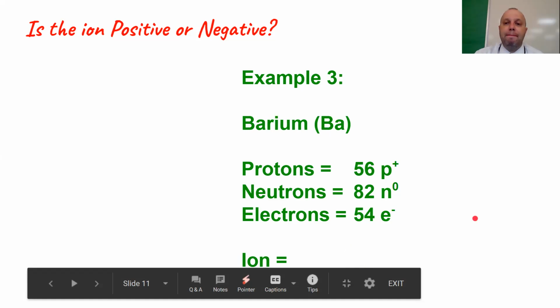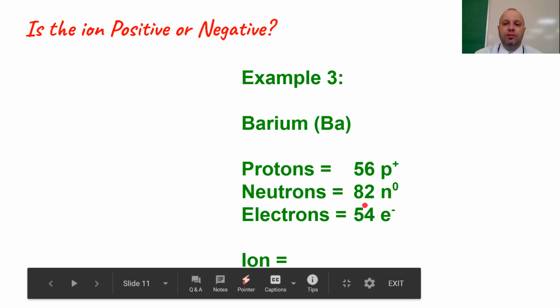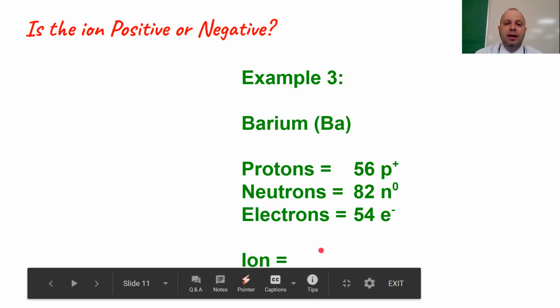Third example, barium. So with barium, we have 56 protons, we have 54 electrons. So with 56 protons, that means we have more protons than we have electrons. So this is going to have a positive charge. And then it's going to be +2 because we have 2 more protons, 56, compared to 54 electrons. So the ion down here would be +2.